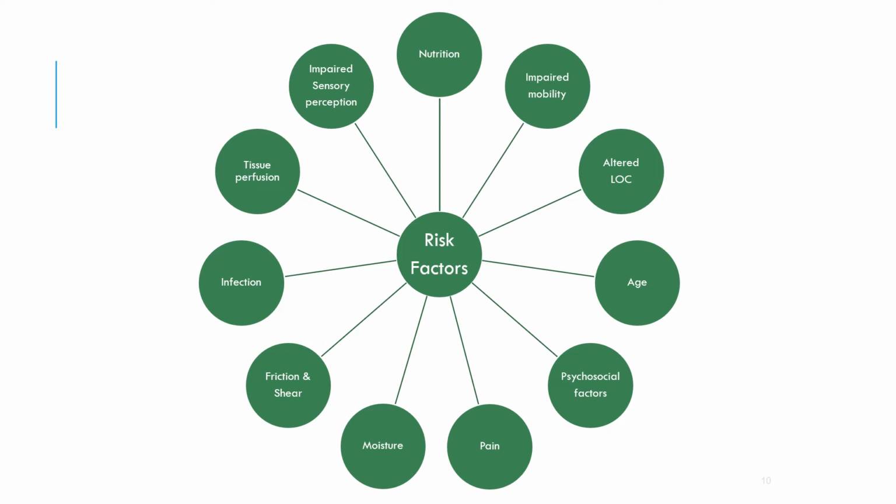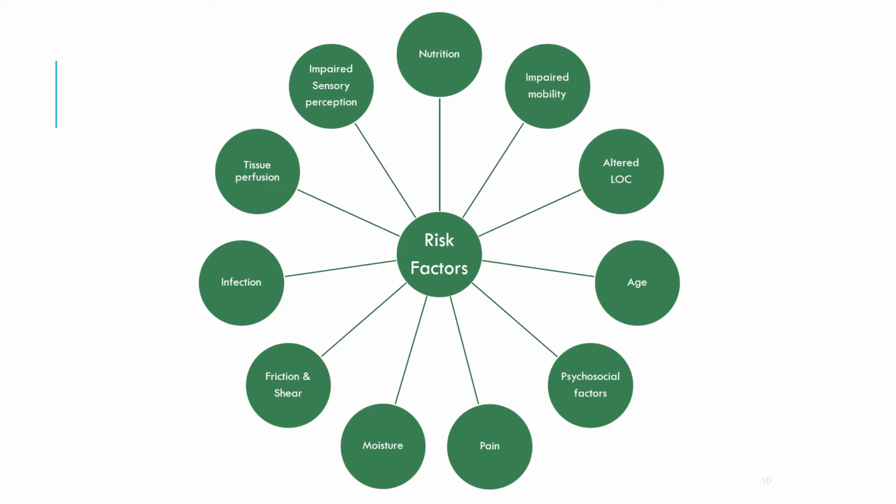And there are poor nutrition and hydration levels. People need enough fluid, calories, proteins, vitamins, and minerals in their daily diet to maintain healthy skin and to prevent the breakdown of tissue. With poor hydration, if there's too much dry skin, that can cause friction and shear that could be responsible for pressure ulcers.